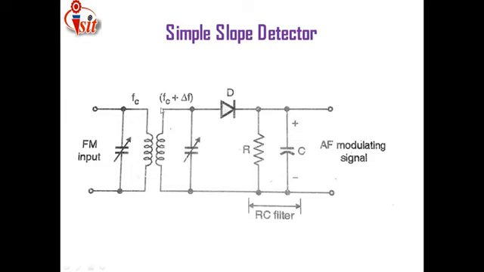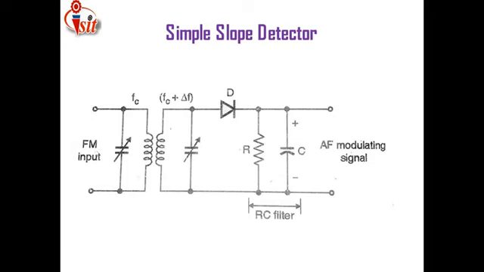That means a different frequency range is available for the input of the primary transformer and the secondary transformer. It is nothing but Fc, and this is nothing but Fc plus del F. Okay, this is one of the drawbacks related to the simple slope detector. That means we have discussed a number of drawbacks related to the simple slope detector.